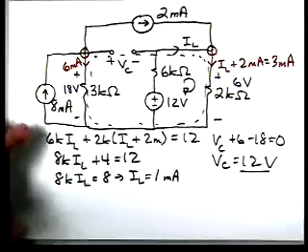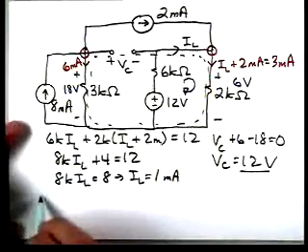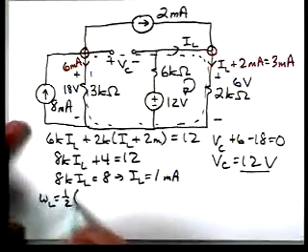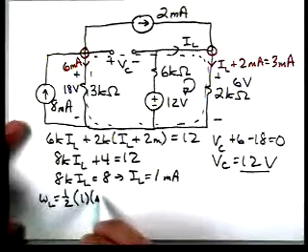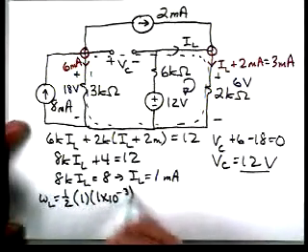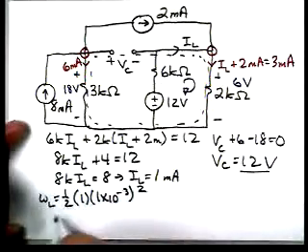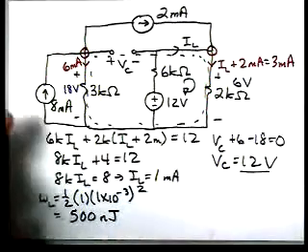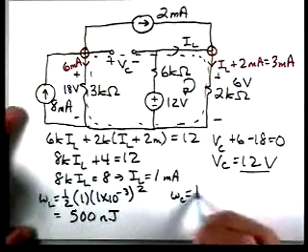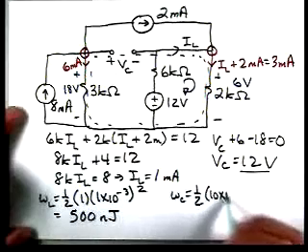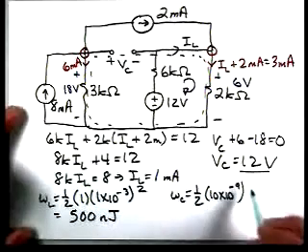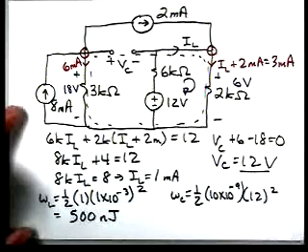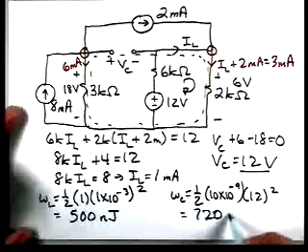So now for our inductor, we'll have 1/2 times 1 times 1 milliamp squared. And that gives us 500 nanojoules. And then for our capacitor, we'll have 1/2 times 10 nanofarads times 12 squared. And that gives us 720 nanojoules.